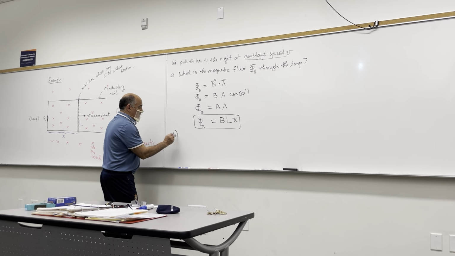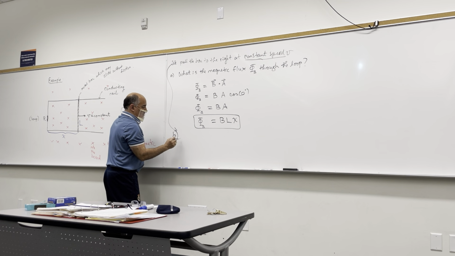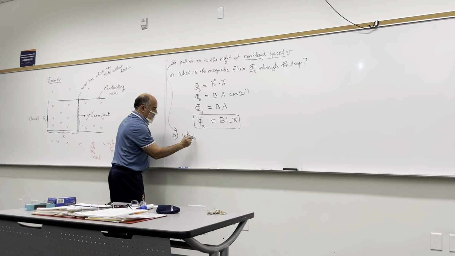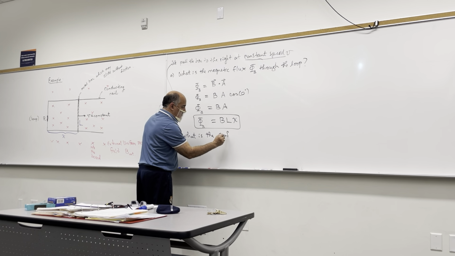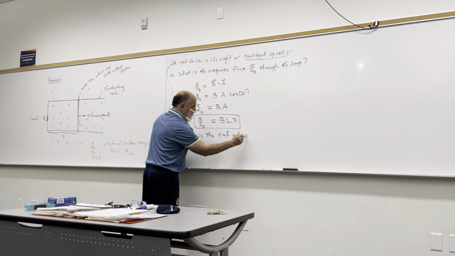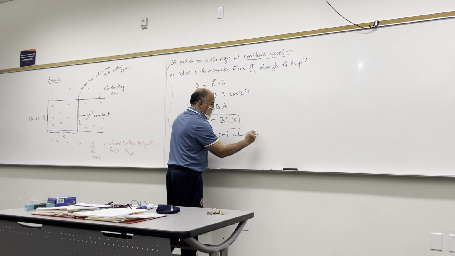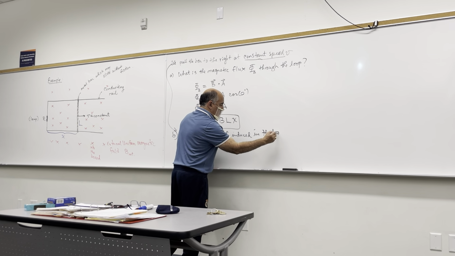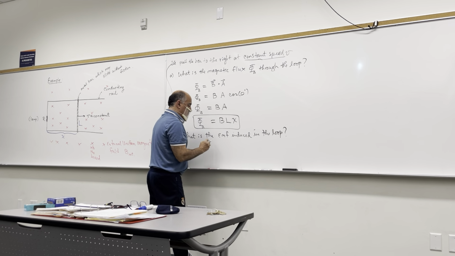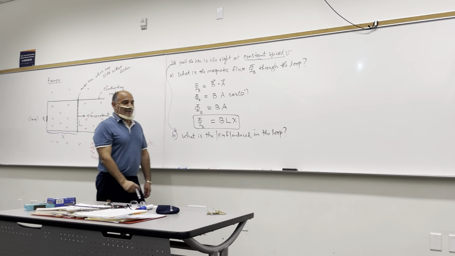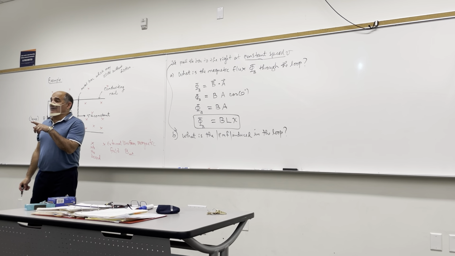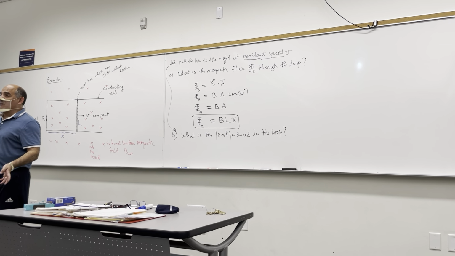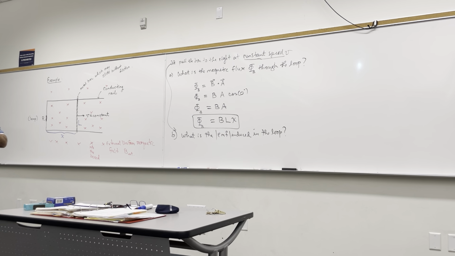Next question. This is when I pull it, right? What is the EMF induced in the loop? Let me just calculate the absolute value of it. The minus sign is to tell me the direction of the induced current, but to figure that out, I'm going to use Lenz's law.